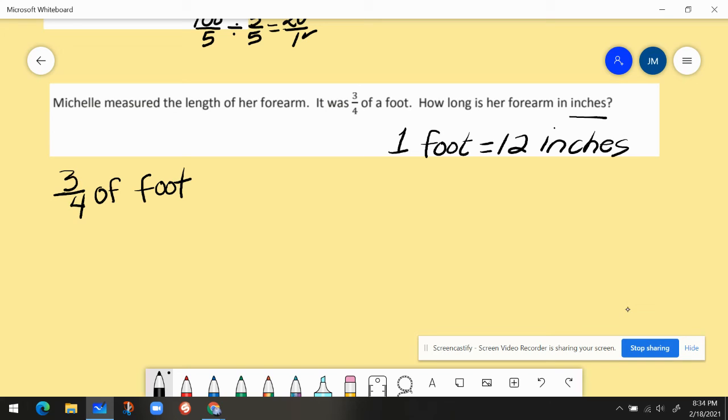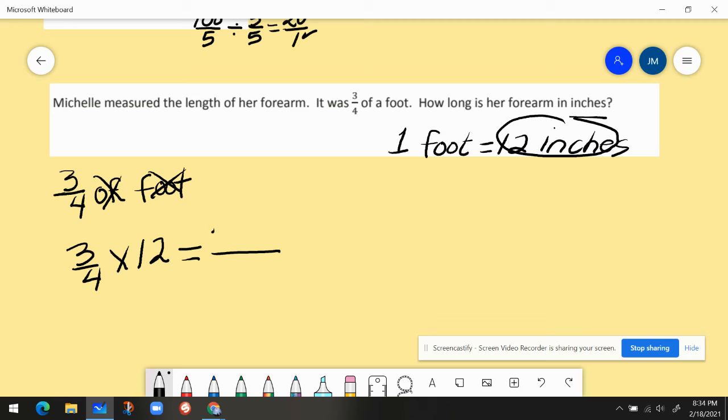So now we have to rewrite the problem. 3/4. We're not going to write "of", we're going to write times. And instead of writing foot, we're going to write that in inches, which is 12 inches. So we're going to write 12, and this is going to set up our problem. So now our multiplication is numerator times numerator divided by denominator, which is 4.